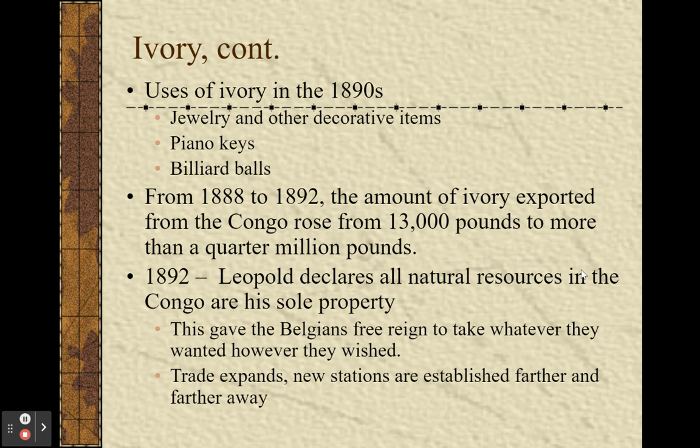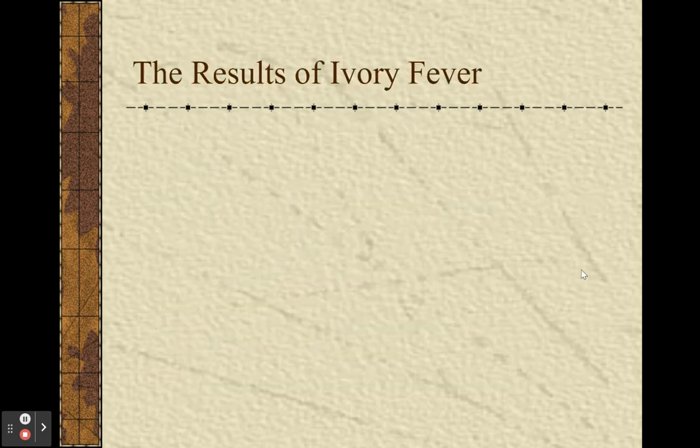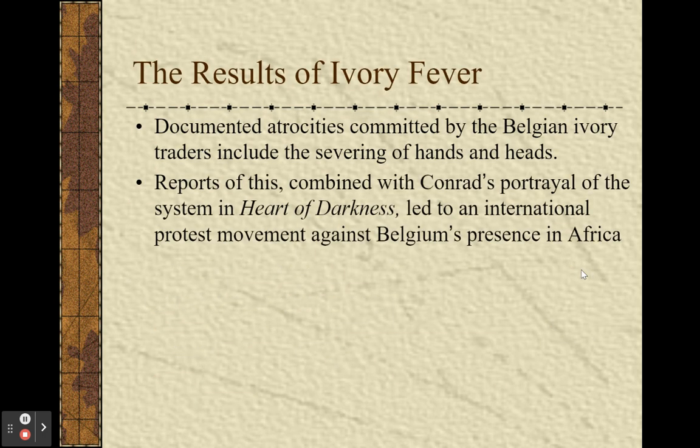From 1888 to 1892, the amount of ivory exported from the Congo rose from 13,000 pounds to more than 250,000 pounds. In 1892, Leopold declares all natural resources in the Congo are his sole property. This gave the Belgians free rein to take whatever they wanted, however they wished. Trade expands, new stations are established farther and farther away, and the people of the Congo are basically enslaved again, and the resources that are owed to them are squandered by Leopold and other European nations too.